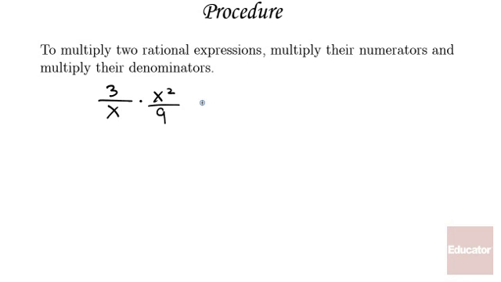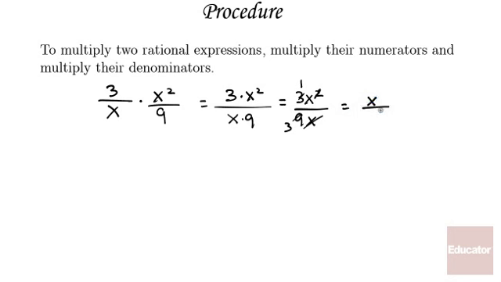Well, I'm going to multiply the numerator and the denominator. So writing this in more of a standard form, I've got 3x squared divided by 9x. Now, to simplify that, I'm going to go ahead and cancel out the 3. That's going to give me a 1 here and a 3 here. And I can also cancel out the common factor of x. So that's going to give me x over 3.